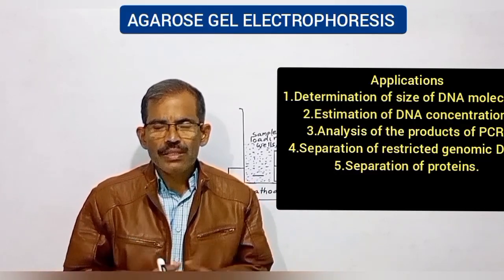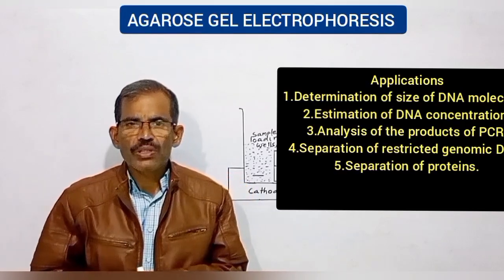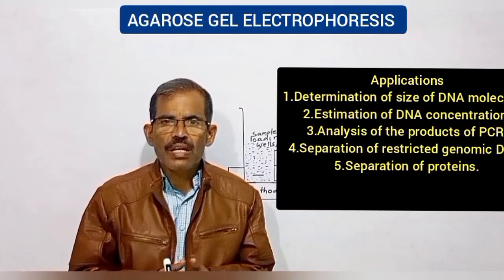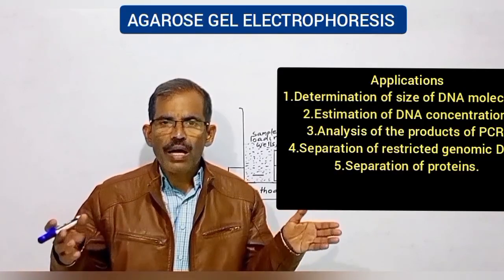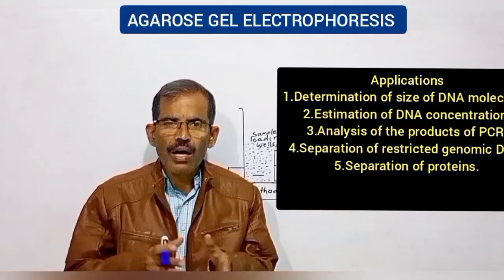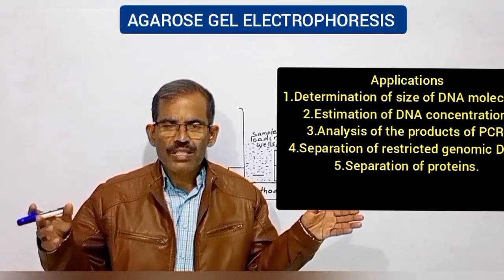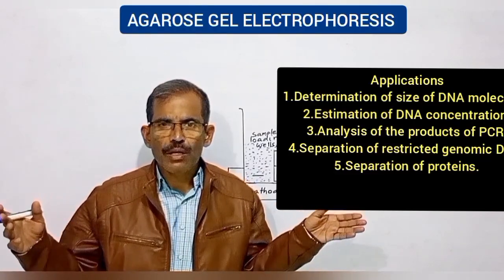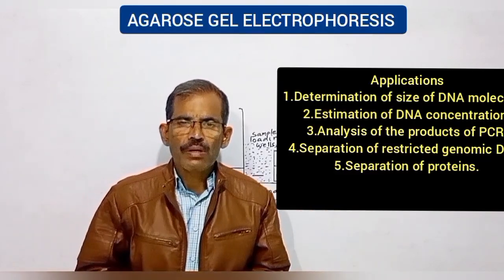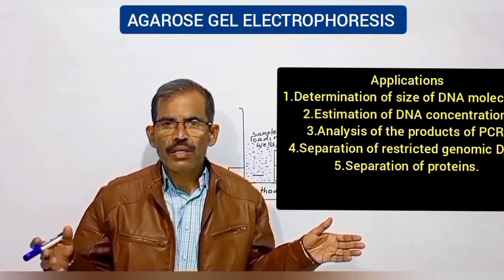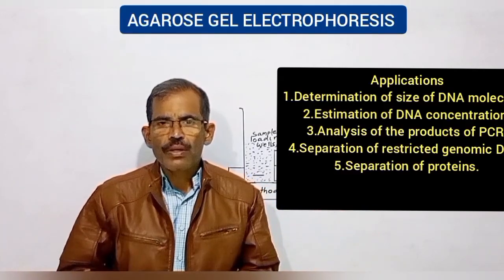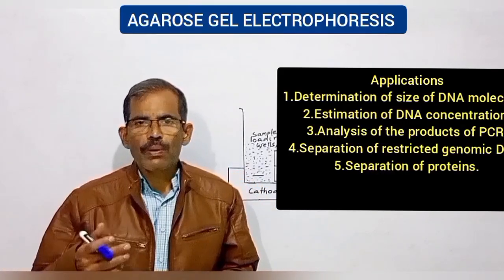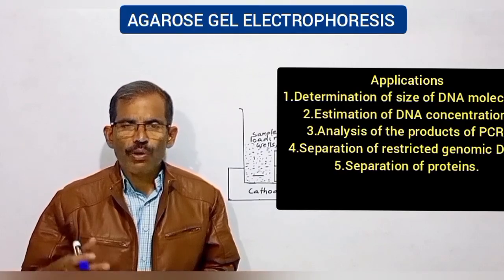In addition to this, agarose gel electrophoresis is also useful for the separation of restricted genomic DNA prior to Southern transfer or of RNA prior to Northern transfer. Finally, this technique is also used for the separation of proteins, for example, in screening of protein abnormalities in clinical chemistry. So friends, this is all about the principle, procedure and applications of agarose gel electrophoresis.